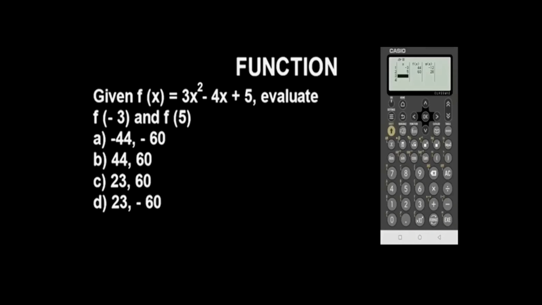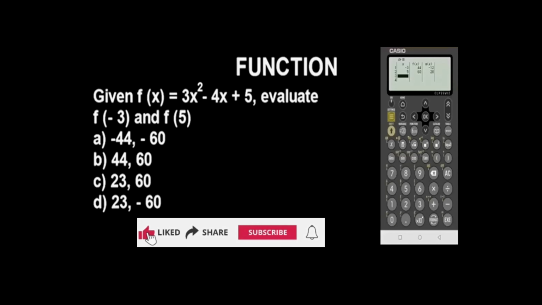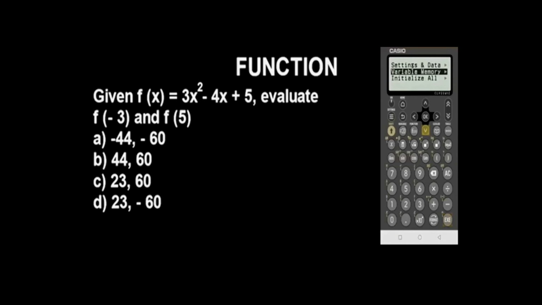Alright, so this is basically how you can deal with problems involving computing functions using this Casio fx-991CW scientific calculator. It is also fast for multiple choice questions. Don't forget to reset the calculator once you are done. Very important. Just press the settings button, then navigate down to reset, press execute, go for initialize all.